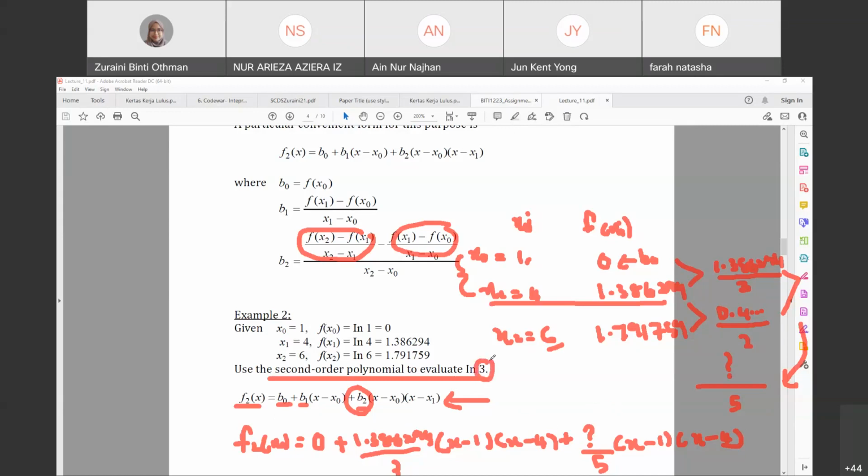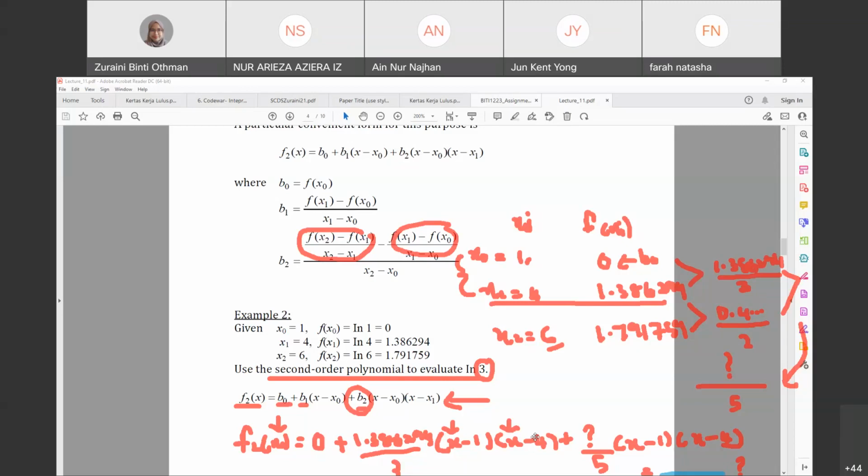So, now we have to replace 3 inside here. Every time you get X, you replace it with 3, then you get the approximation of lone tree. Dapat value dia berapa. Okay, this is the approximation value. Okay, nanti akan dapat value. Okay. Sekarang kamu nampak tak?